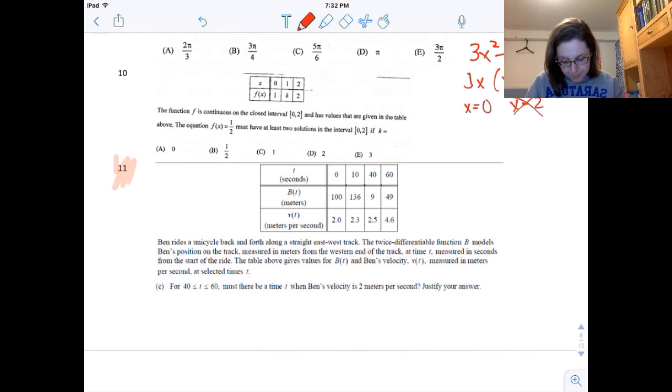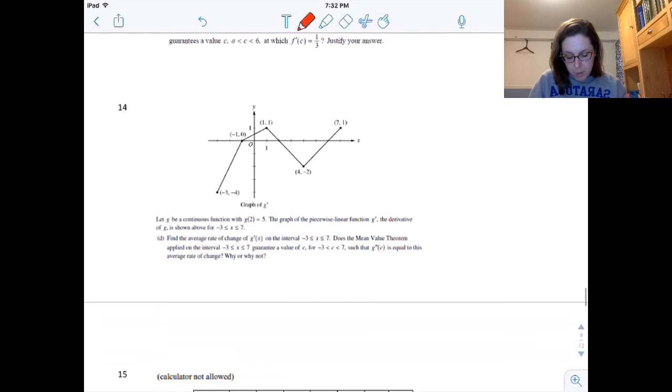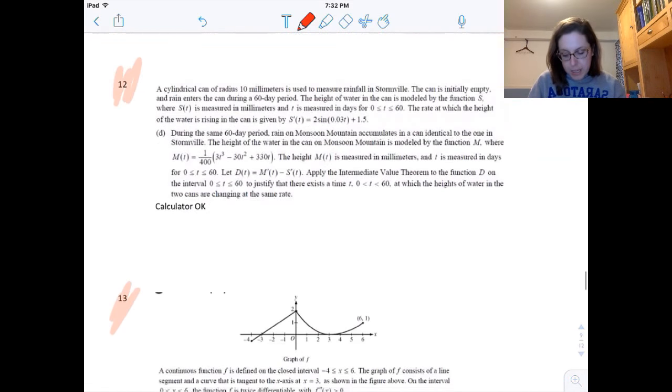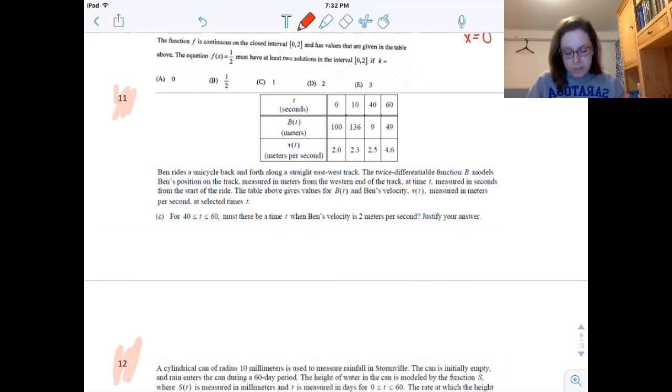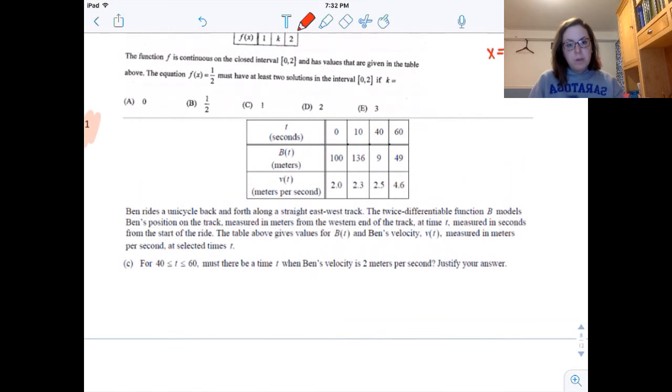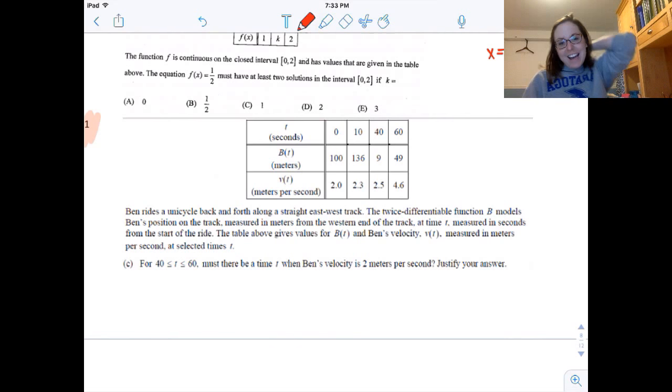All right, let's look at some of these ones where we're actually doing some free responses. So, especially some of the weirder ones. Let's look at this one. This was on one of your quick checks, but still good to go over. So Ben's riding his unicycle back and forth along a twice differentiable track, or track modeled by a twice differentiable function. The table is given, and notice we're given his distance and his velocity. So this is when I say if you're given both, think about this, okay?